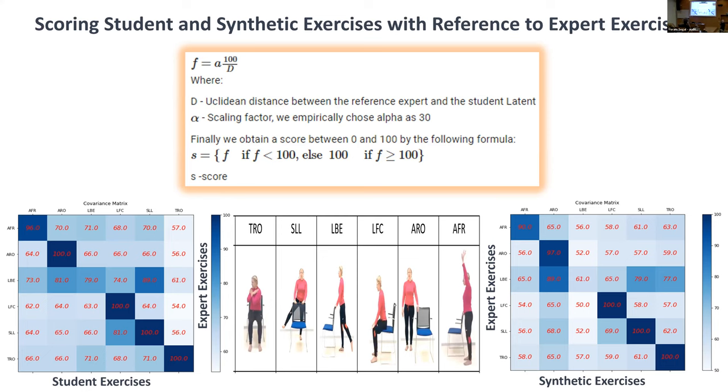But what is more important, we now talk about the synthetic movements that we created with the variational autoencoder. Again, instead of the students, we push them to the network. And first of all, look how similar the confusion matrices look on both of them. It's almost the same. So it gave us the feeling that we are doing something correctly.